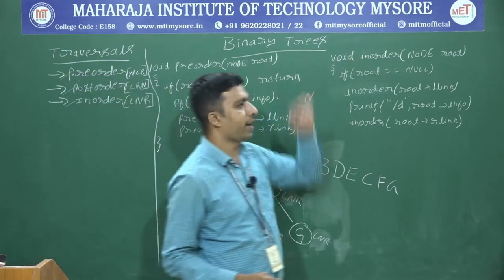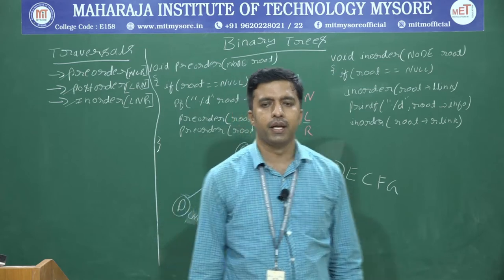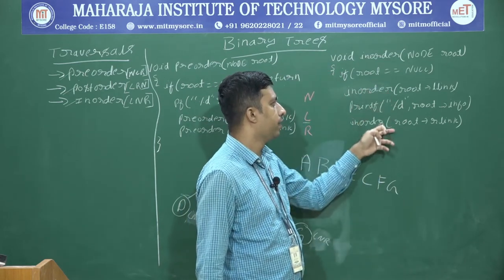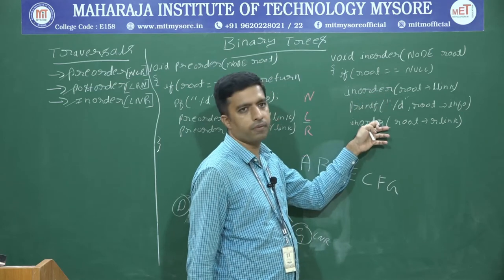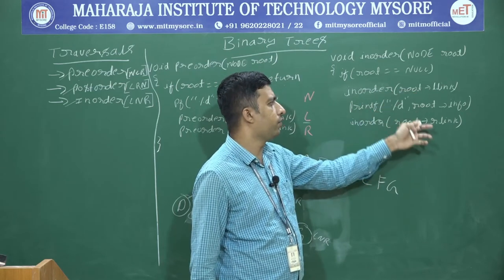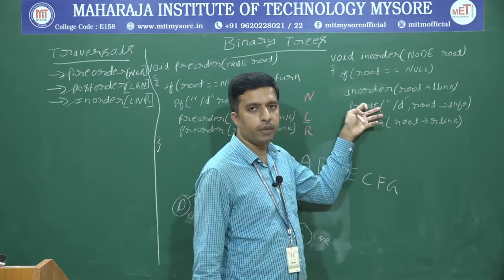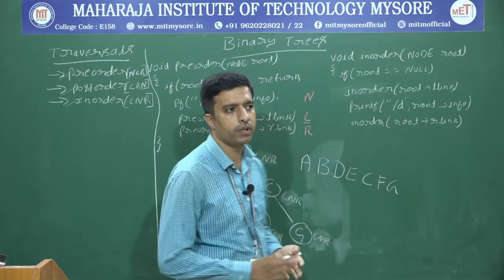Now in the in order traversing, once again it is a recursive call. It recursively calls the in order function twice here, one to the left, one to the right. It traverses to the left once, and it traverses to the right once. In between, it prints the node information.